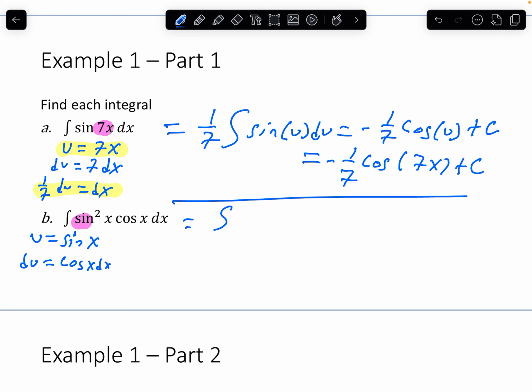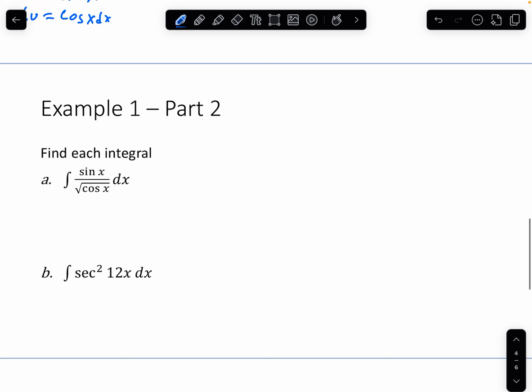This just makes the integral of u squared du. And we know from the power rule that that makes 1/3 times u cubed plus c. And reapplying that substitution, this makes 1/3 times the sine cubed of x plus c. And I have two more here.